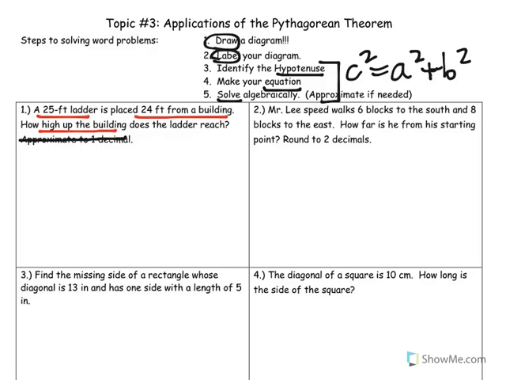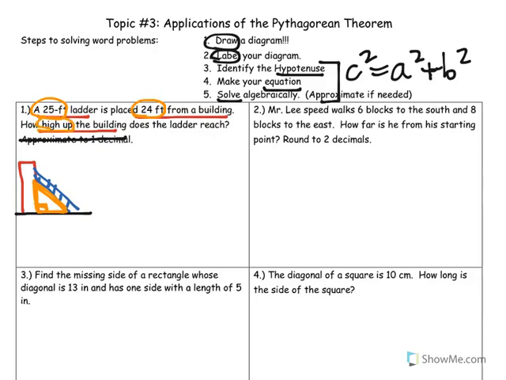So when I draw a picture here, I have a building, okay, and I'm saying that there's a ladder that's leaning against the building. So here's my ladder, okay, and then I have obviously the ground that they sit on, okay, and so in each of these problems, what I want you to try to find is the right triangle. So if you notice, the building, the ground, and the ladder, they make a right triangle that we could use the Pythagorean theorem on.